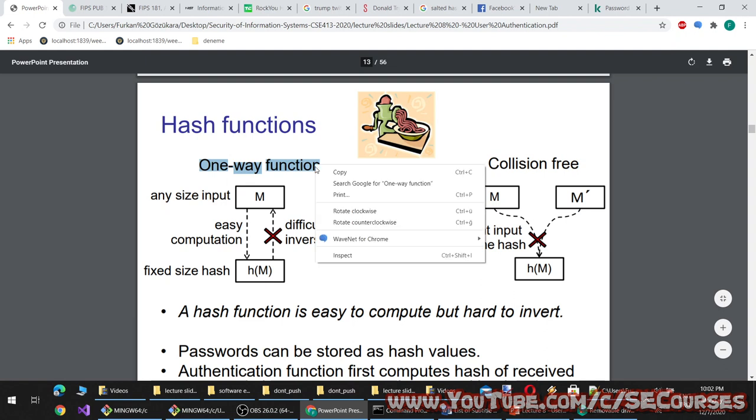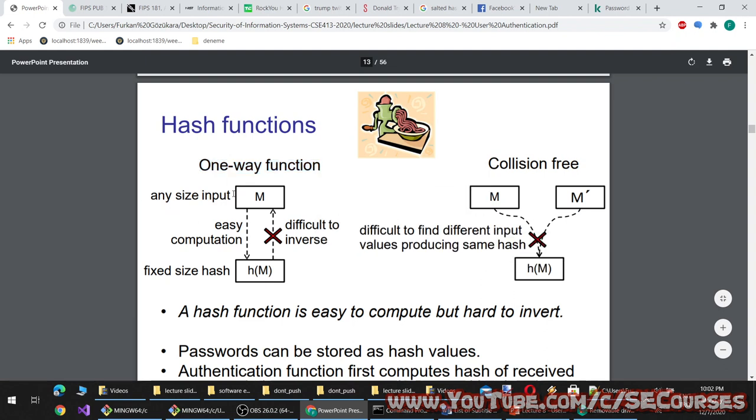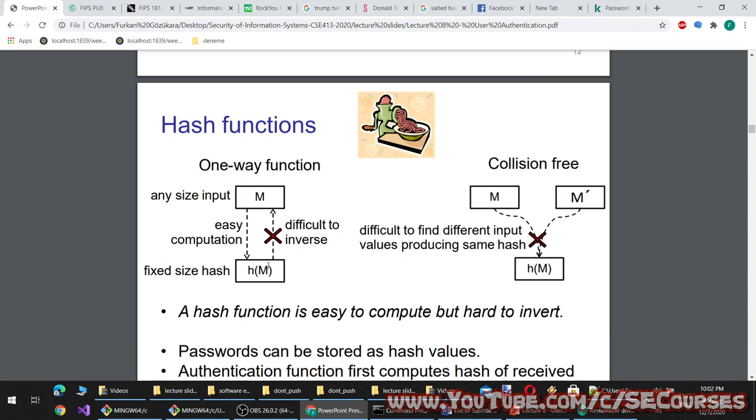Hash functions are one-way functions. Any size input produces a fixed size hash. It is a computation, and it is almost impossible, actually impossible, to invert. What can be done is a brute force, checking against all possible combinations to try to find the same hash.